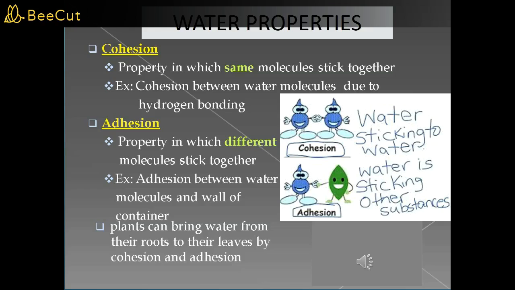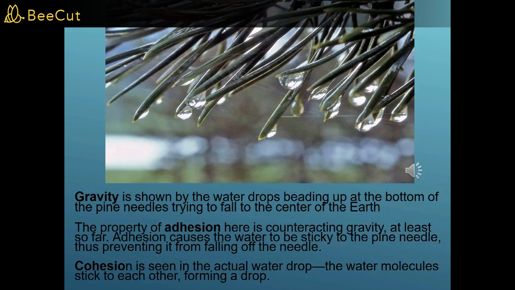Can you imagine how water can be transferred from the root to the shoot of a tree? Of course, plants can bring water from their roots to their leaves or shoots by this cohesion and adhesion. This is another example of cohesion and adhesion property.